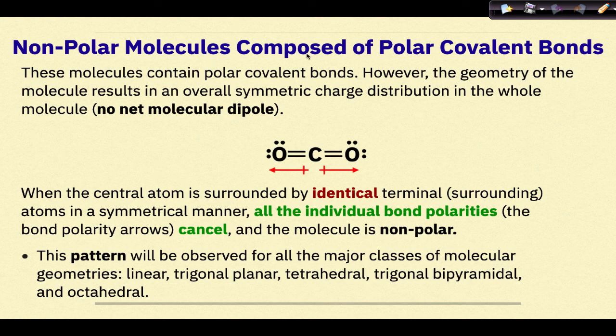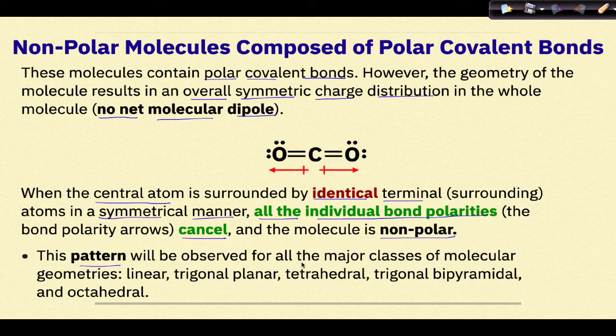Nonpolar molecules composed of polar covalent bonds. These molecules contain polar covalent bonds. However, the geometry of the molecule results in an overall symmetric charge distribution in the whole molecule, in other words, no net molecular dipole. When the central atom is surrounded by identical terminal, in other words, surrounding atoms in a symmetrical manner, all of the individual bond polarities, the bond polarity arrows, cancel and the molecule is nonpolar.